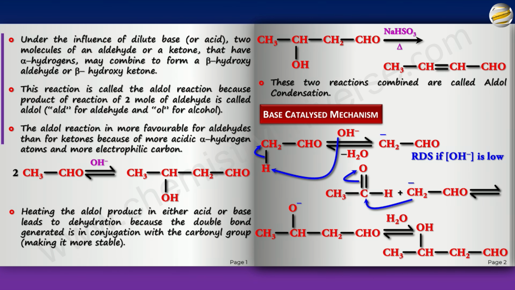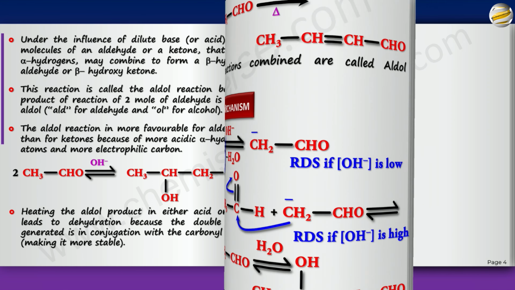Now, this first reaction has an RDS. It is the RDS if the OH minus concentration is low. That means the more acidic H is preferred here. But the second step would be the RDS if the OH minus is high in amount. That means carbanions are produced rapidly. So it is the attack of the carbanions on the carbonyl carbon that decides the rate of the reaction.